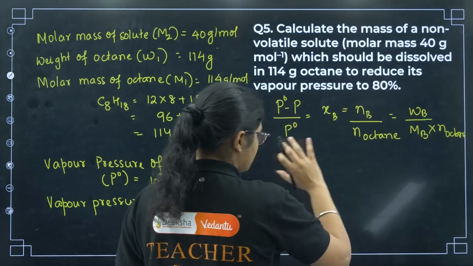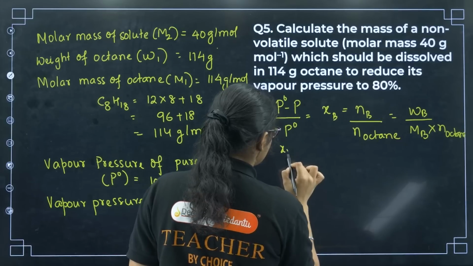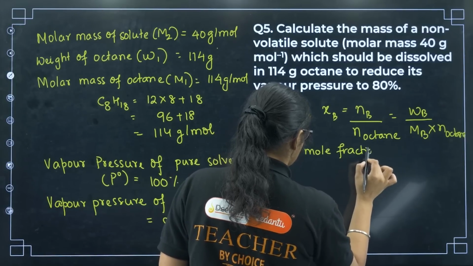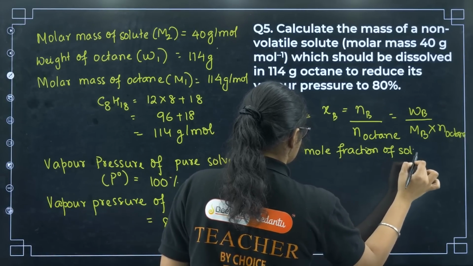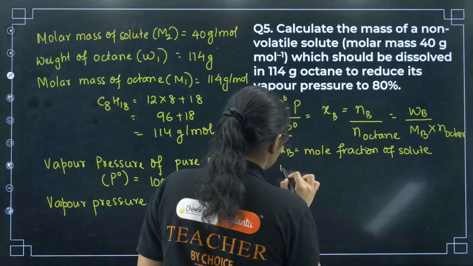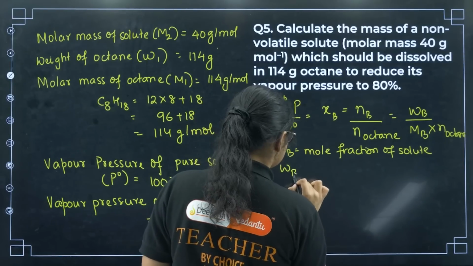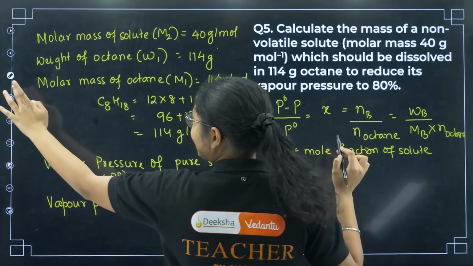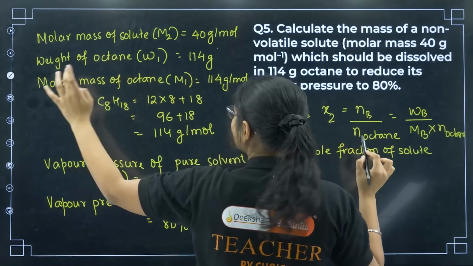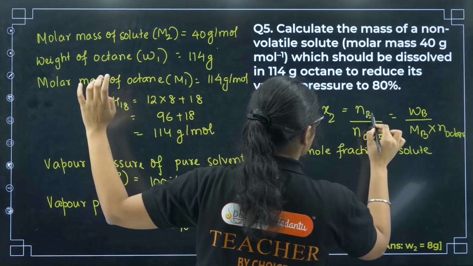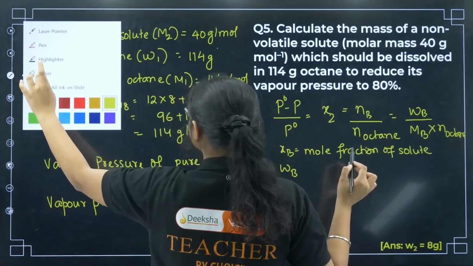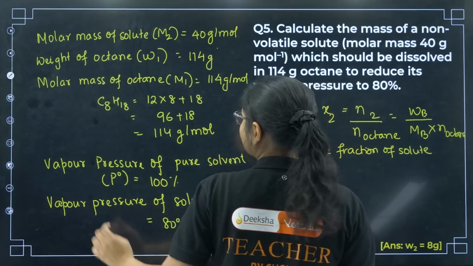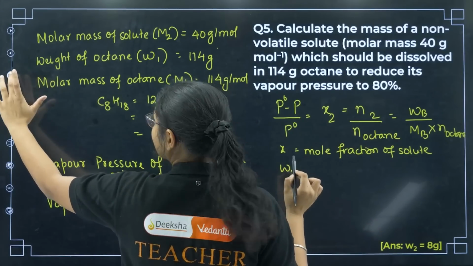Okay, I want all of you to represent all the terms here, whichever you have not explained. So XB is equal to mole fraction of the solute. Okay, WB also we haven't mentioned. We should take W2 here, because I have taken M2 here, right? So I'll just change it. Okay, X2 is your mole fraction of the solute.